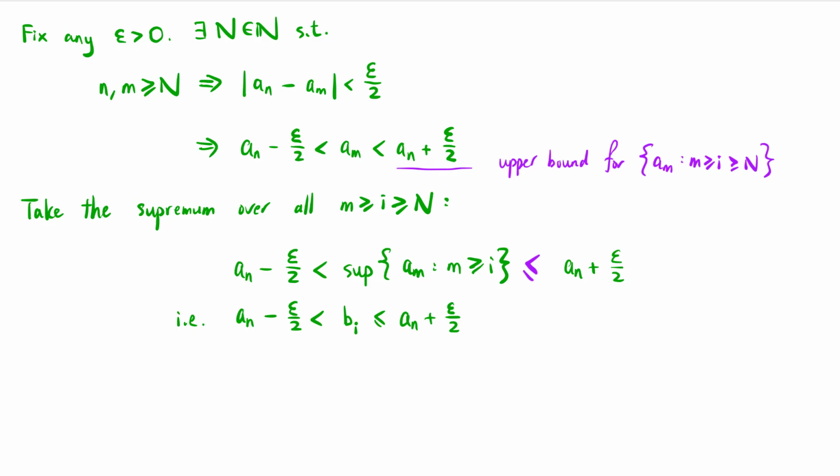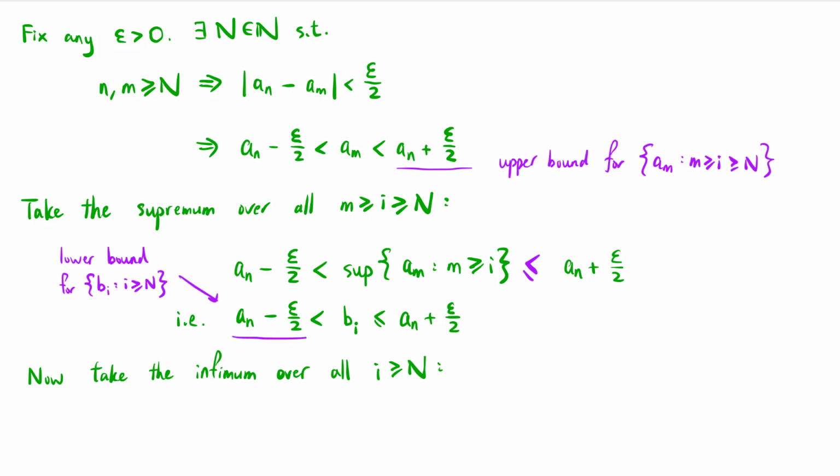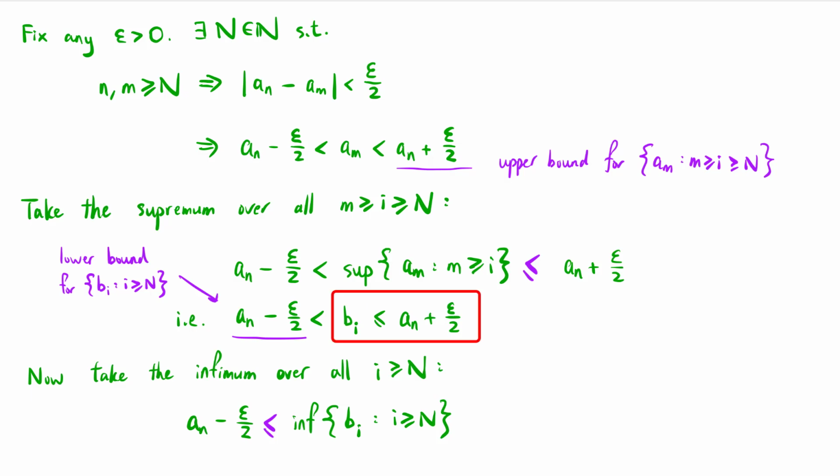Now we know this supremum is the definition of b_i. So this means that a_n minus half of epsilon is less than b_i, which is less than or equal to a_n plus half of epsilon. Now we take the infimum over all i, which is greater than or equal to capital N. Notice a_n minus half of epsilon is a lower bound for the set b_i, where i is greater than or equal to capital N. So the infimum of b_i, where i is greater than or equal to capital N, is greater than or equal to a_n minus half of epsilon. On the right hand side, b_i is less than or equal to a_n plus half of epsilon, and this stays the same for the infimum.